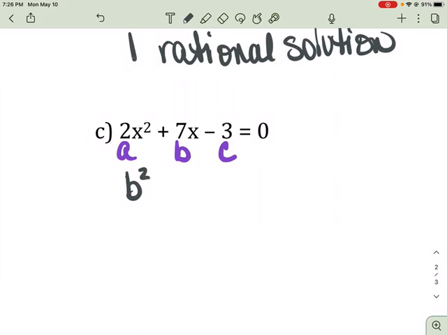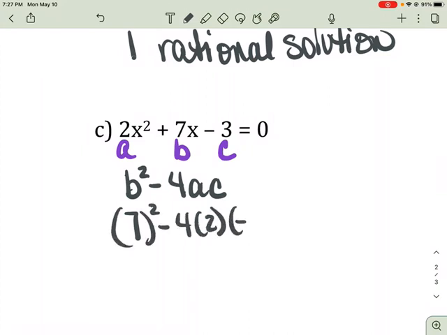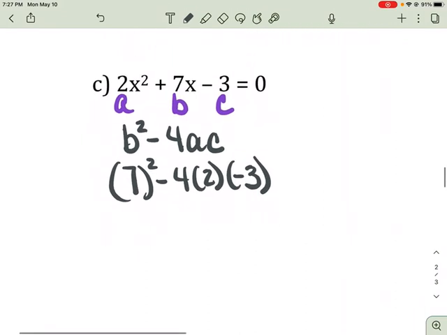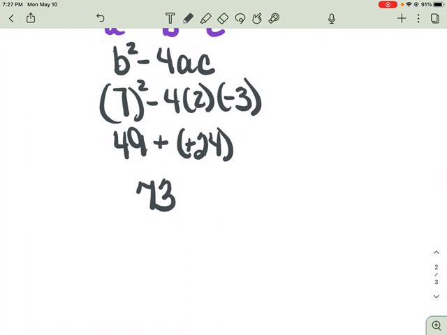Okay, so b squared minus 4ac. Notice this time I didn't write it on the side. 7 squared minus 4. a is 2, c is negative 3. Okay, so this is going to be 49 minus, that's going to be 8 times 3 is 24. Negative 24. Okay, so that's plus plus, so that's the square root of 73. Okay, so 73 is not a perfect square. So we're going to get two irrational solutions.